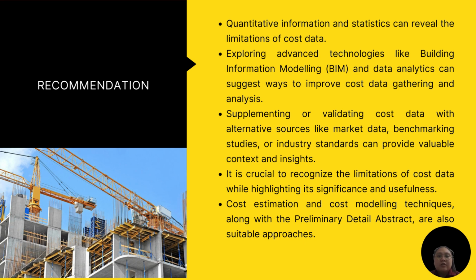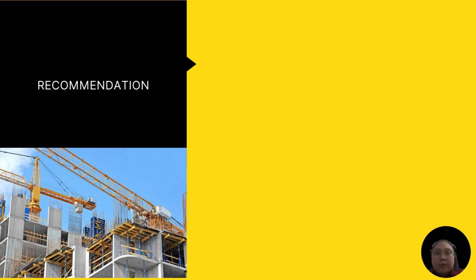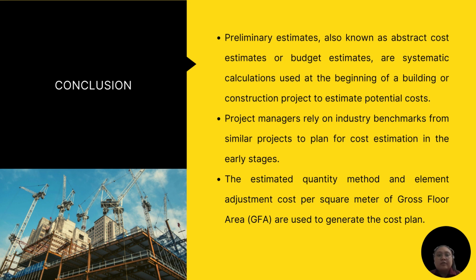Cost estimation and cost modeling technique along with the preliminary detailed extract are suitable approaches. Preliminary estimate, also known as abstract cost estimate or budget estimate, are systematic calculations used at the beginning of a building or construction project to estimate potential costs. Project managers rely on industry benchmarks from similar projects to plan for cost estimation in the early stages. The estimate quantity method and element adjustment cost per square meter of gross floor area (GFA) are used to generate the cost.